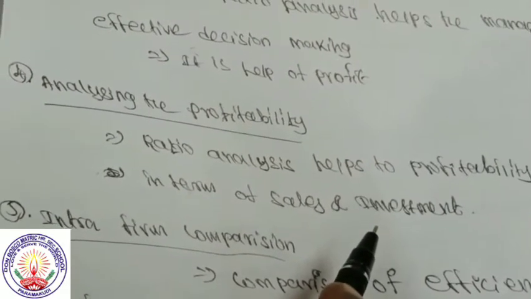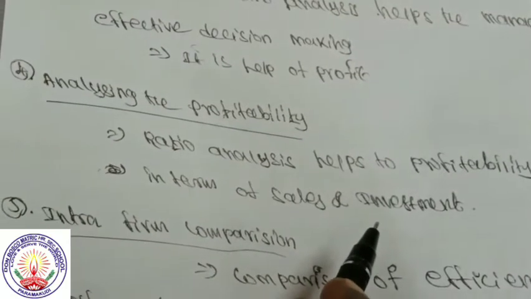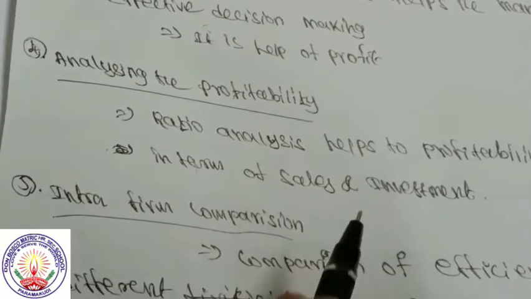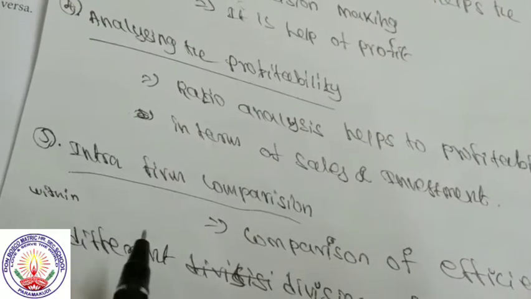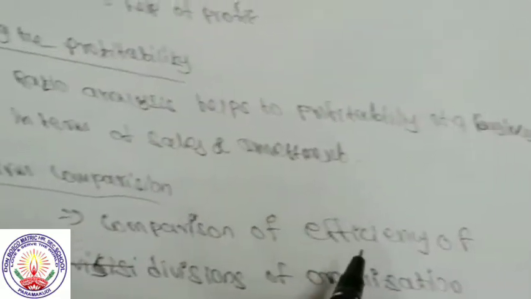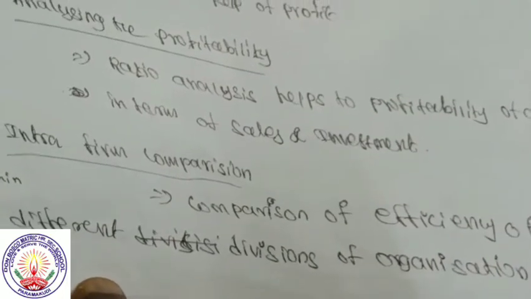Suppose, for example, the manufacturing department, sales department, service department, and packaging department within an organization. Comparison within a company helps to show the efficiency of the different divisions of the organization, and makes them more competitive.